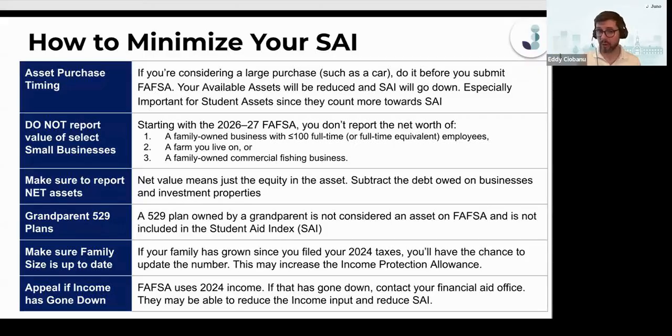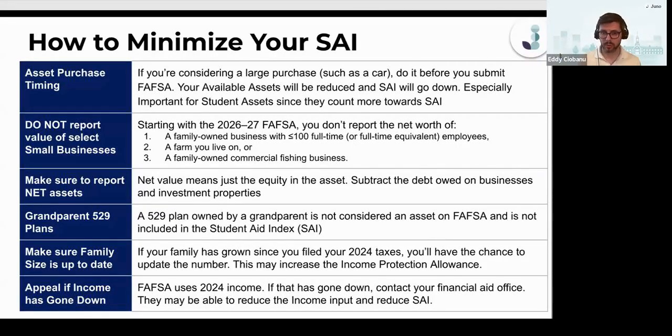Now, one other caveat I'll mention here is that I would encourage this to be some form of a true need rather than some kind of want. So a sudden home renovation, if it's not required, you're not going to put yourself in the best position financially to help pay for college because again, the impact is going to be on the lower end. So be really mindful about how you're choosing to make these purchases and make sure that it is a required, necessary purchase. Don't report the value of small businesses.